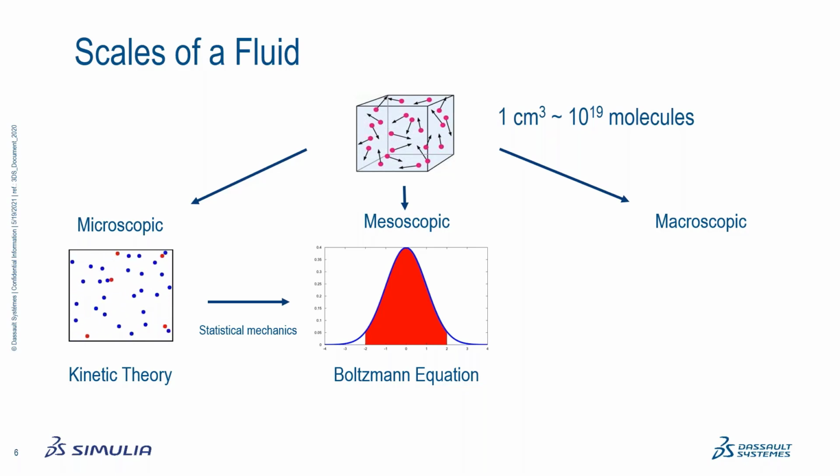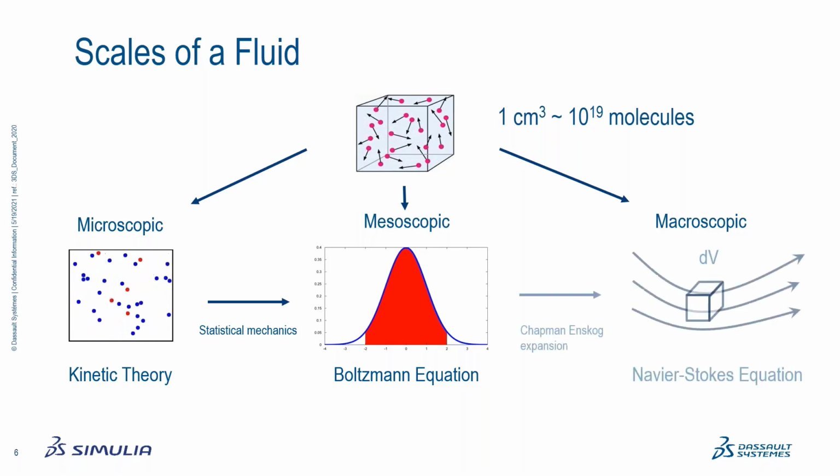The third one on the right-hand side is the macroscopic description of a fluid, and this is probably what most people are familiar with, because these are the Navier-Stokes equations, which are based on a continuum description of the fluid. The Navier-Stokes equations can be derived from the Boltzmann equation through the Chapman-Enskog expansion, and this is something important that I would like you to keep in mind, because we will come back to that in a second.